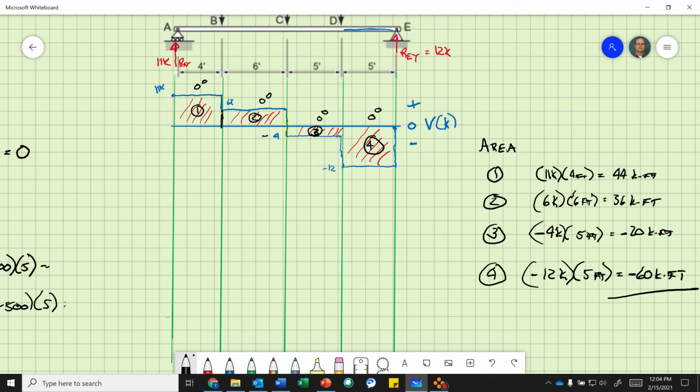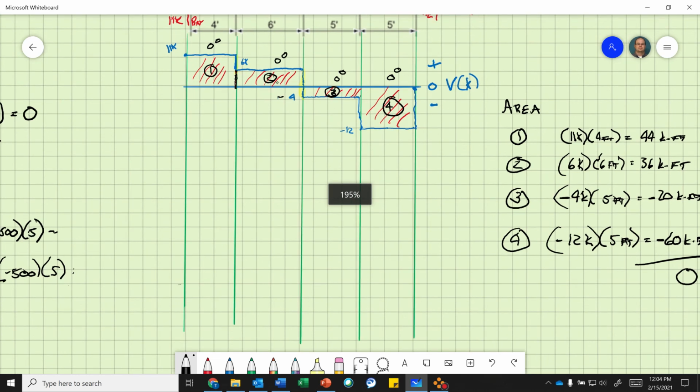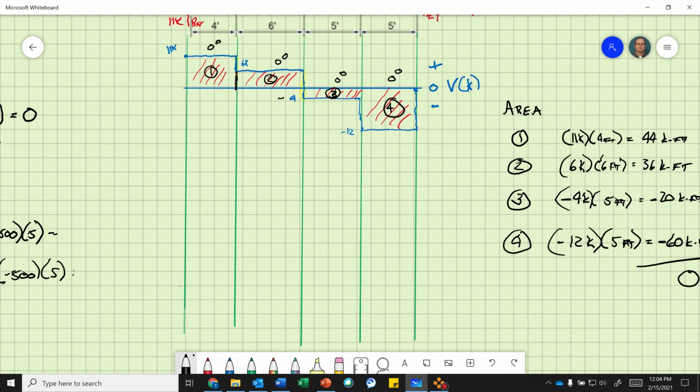Now, when I add these together, they should be 0. 44 plus 36 minus 20 minus 60. They equal 0, so that's a good sign. All right, so now we have our areas. Okay, so now all of these are 0-degree curves, so now we're going to have 1-degree curves, right, triangles.